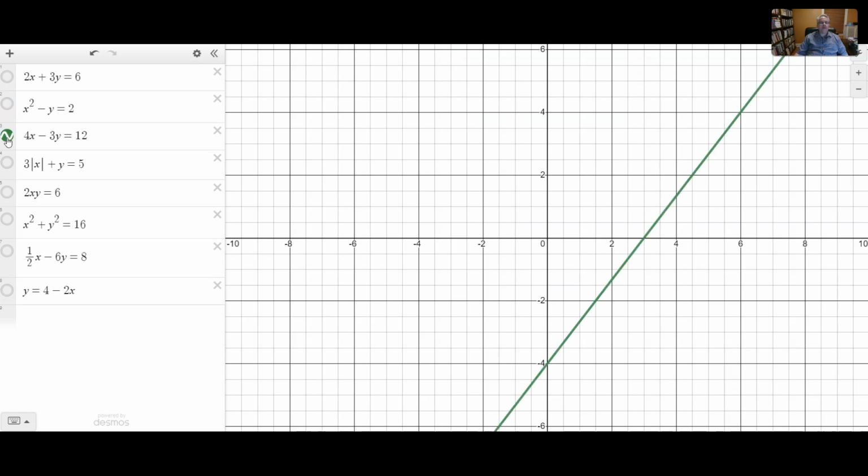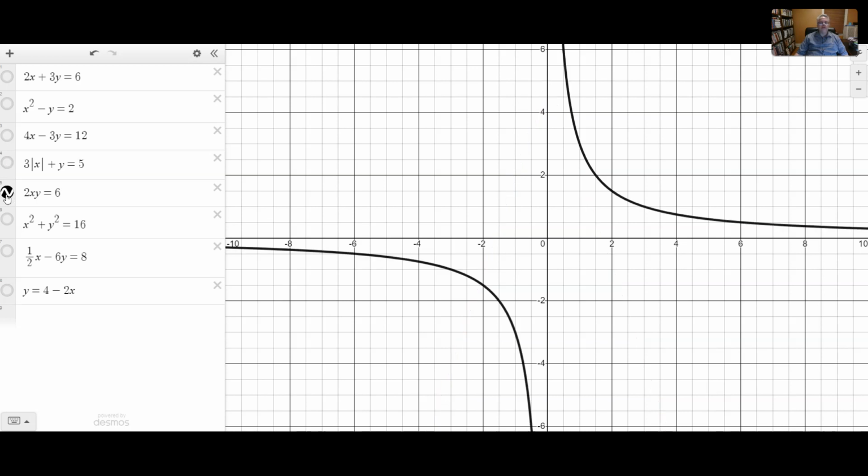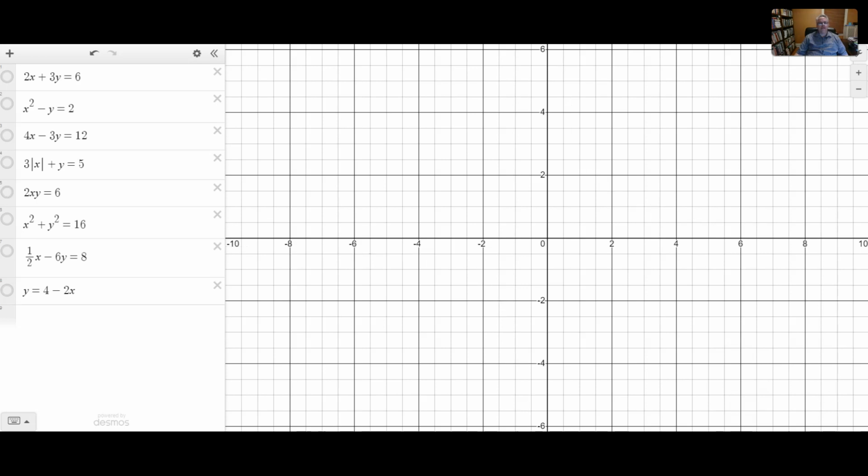All right, this next one we said was in standard form. A is 4, b is negative 3, and c is 12, and there you see it. It's a line. We got rid of the next one because it's an absolute value, and a good thing we did. It's kind of bent into a V shape. That's not a line. We got rid of this one also because we're multiplying x and y. All right, that's not a line. That's not in standard form. Got rid of this one because of the x squared and the y squared.